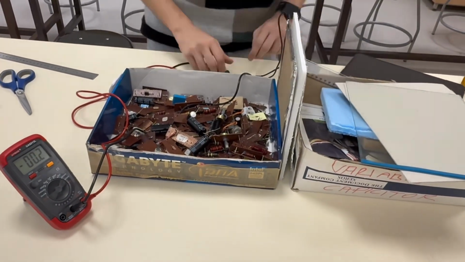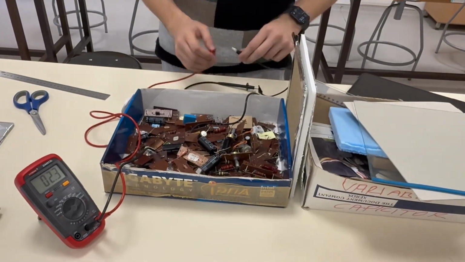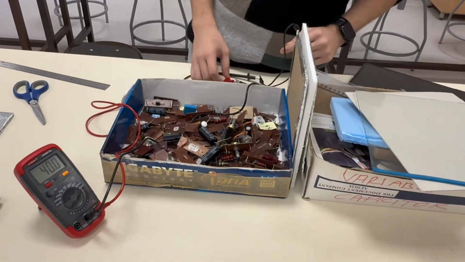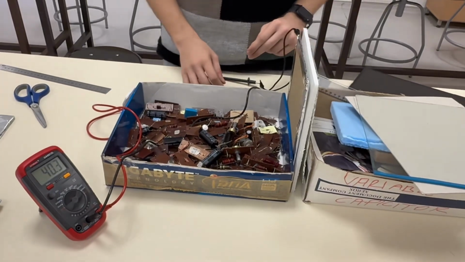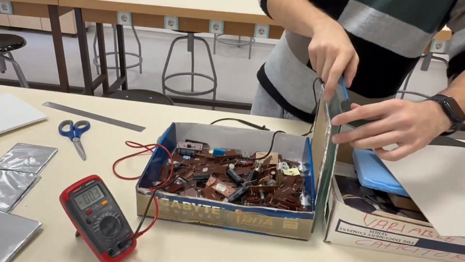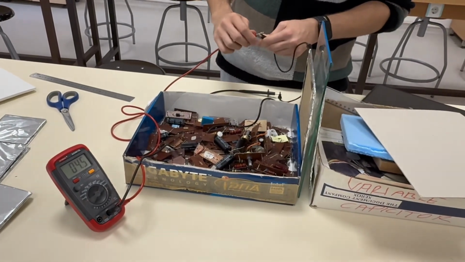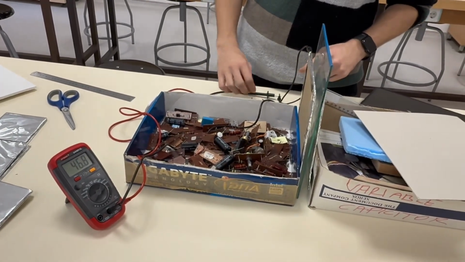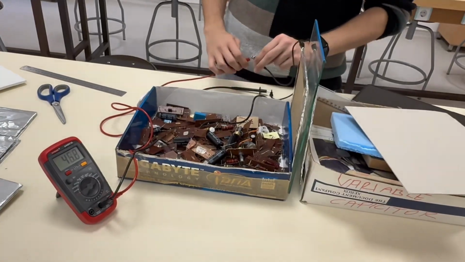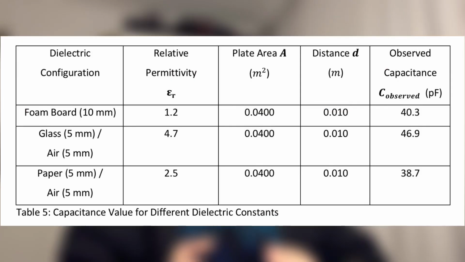I first set the distance to 1 centimeter and placed the foam board between the plates. The foam board fully covers the whole gap. However, for the glass and paper sheets, they only cover half of the gap. Therefore, the capacitance behaves as if two different capacitors are connected in series. In table 5, the observed capacitance values can be seen and the relative permittivity is highest in glass. By the way, relative permittivity is higher when the material is a better insulator.